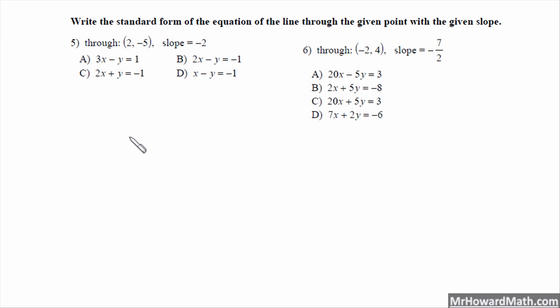Now for problem 5, write the standard form of the equation of the line through the given point with the given slope. So again, they're giving me point and slope, so we're going to write it in point slope first.